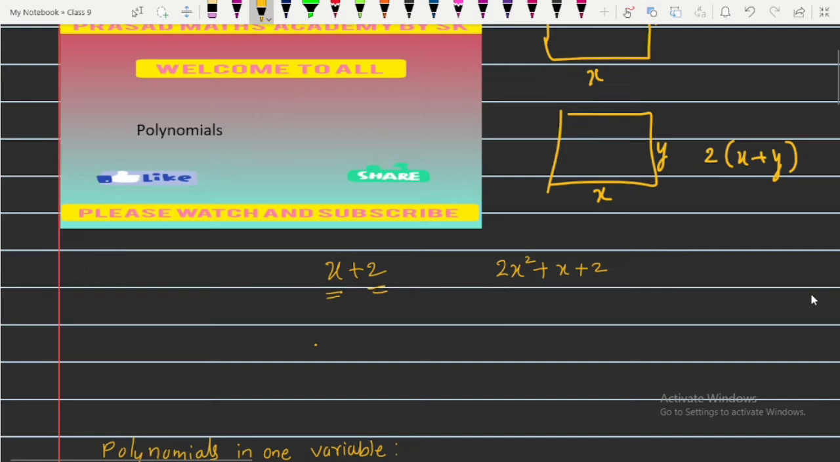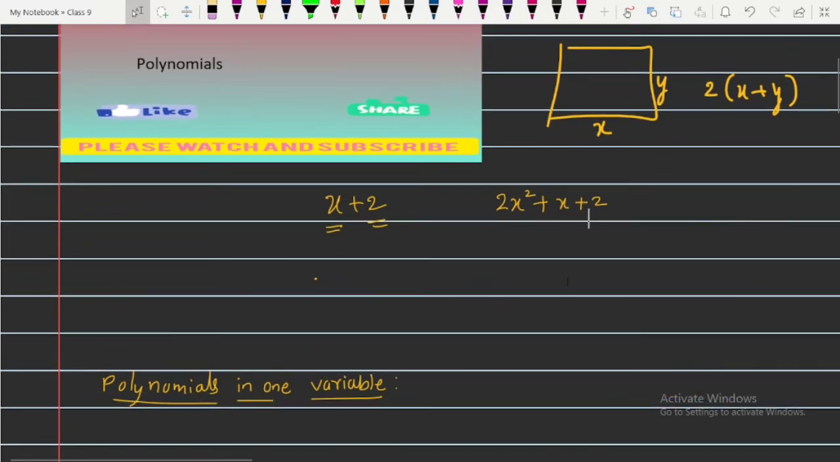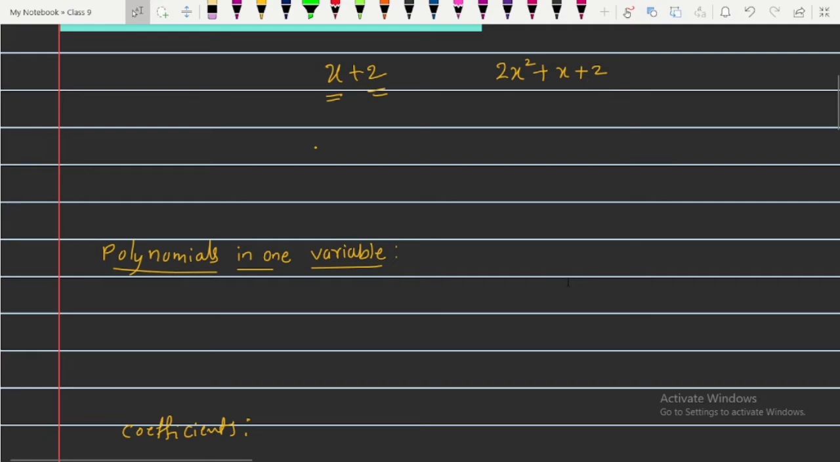So a polynomial is a combination of variables and constant terms which are connected by plus or minus. First we are going to learn polynomials in one variable. A polynomial in one variable is an expression which has only one variable. For example, x plus 2 is a polynomial in one variable, and 2x plus 5 is also a polynomial in one variable. You can give many such examples.